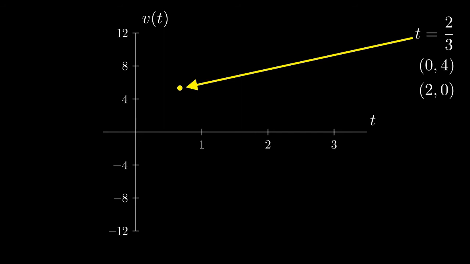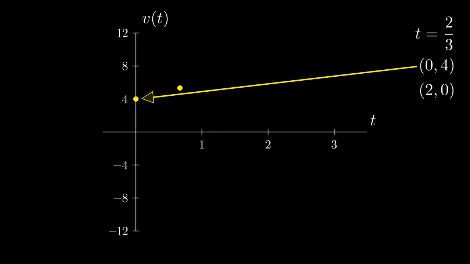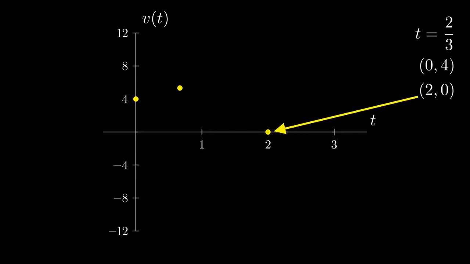The other 2 points, we can definitely plot them nicely. There's 0, 4. There's 2, 0. We have enough now to draw this. So it's a parabola. We're only looking at positive t's, and we stop at 3, I think.